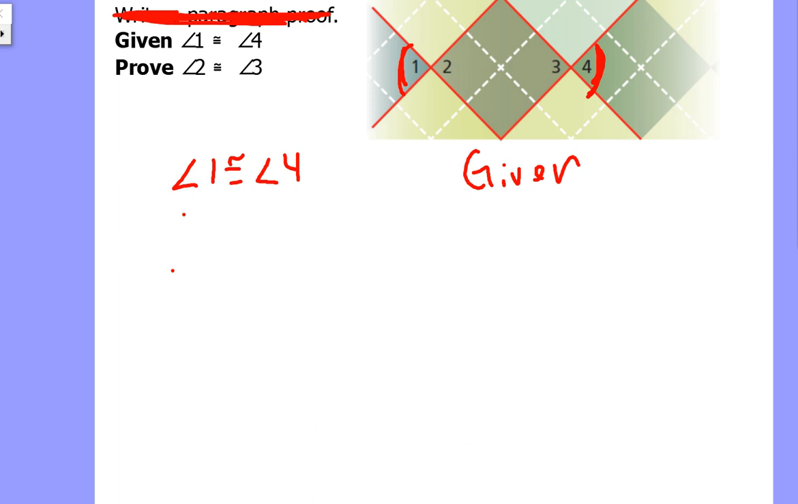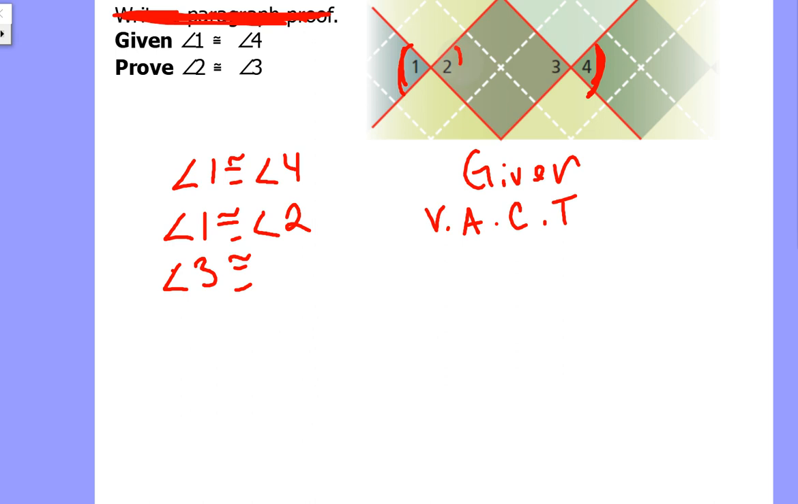And so we know that angle 1 is congruent to angle 2 by the vertical angles congruency theorem. So we know that they are congruent to each other. And we also know similarly that angle 3, so let me go back here and mark this. So 1 and 2 are now congruent. We also know that 3 and 4 are congruent by the vertical angles congruency theorem. And the goal is to show that 2 is congruent to 3.